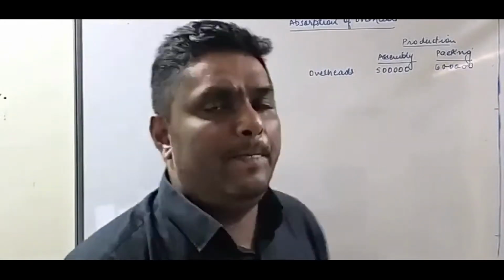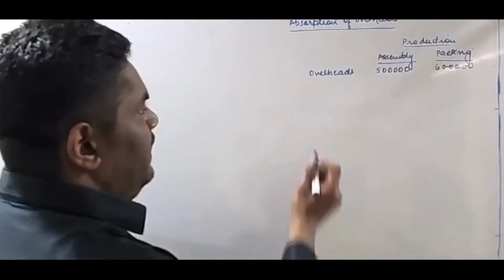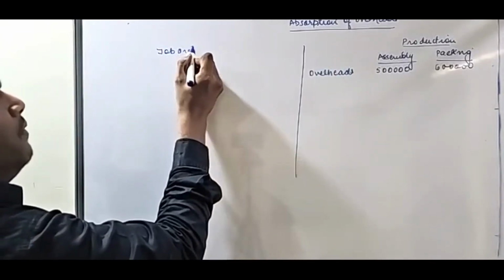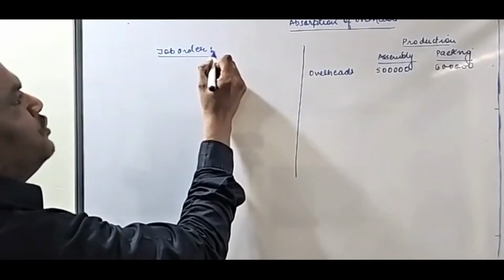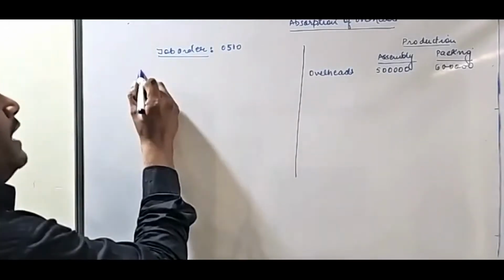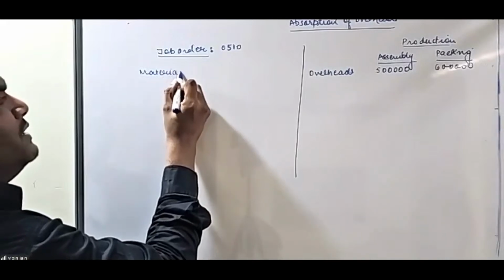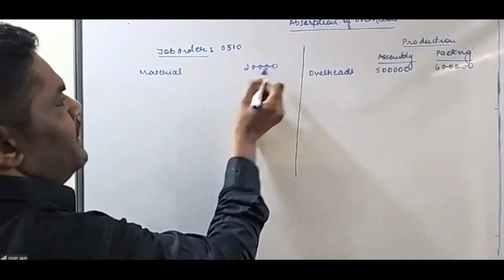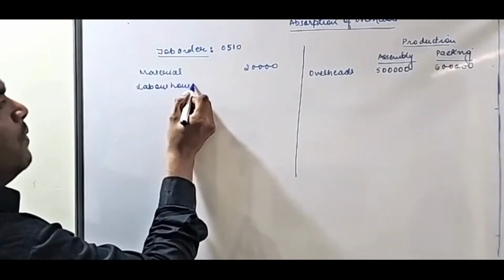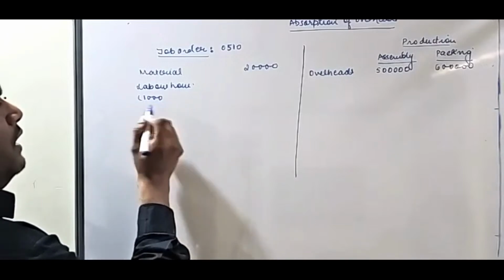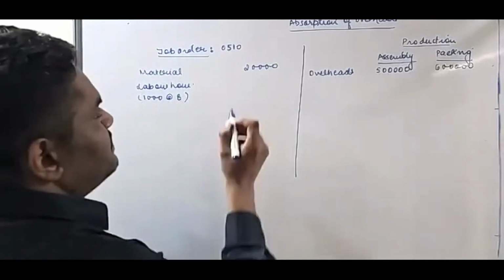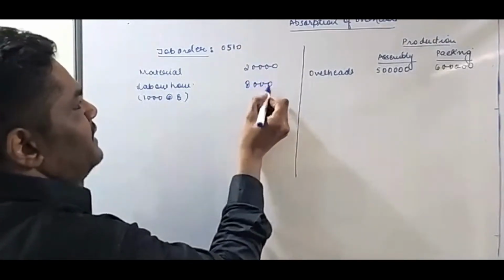Further, herein we have received a job order. Let's say the job order number is 0510. Now, when talking about the raw material used in this job, let's say the raw material used is 20,000. When talking about the labor hours, let's say a total of 1000 machine labor hours worked and they were paid at the rate of 8 per hour. So the total labor cost is 8,000.